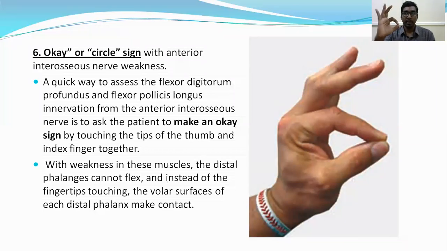But in case of median nerve injury, the flexor digitorum profundus is damaged, so the patient is unable to flex the DIP joint. If you ask the patient to make the OK sign, they will do it like that, instead of the tips touching here. This is called being unable to do the OK sign in case of median nerve injury. So this is normal, this is abnormal.